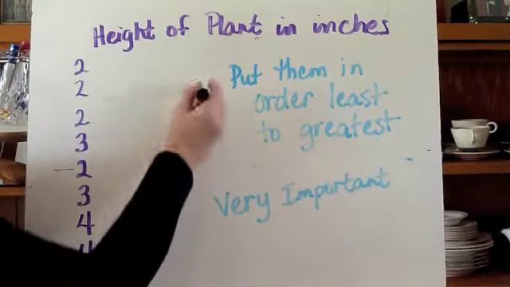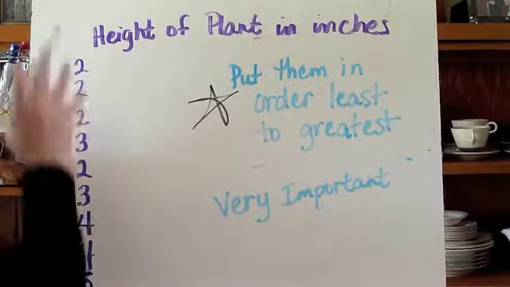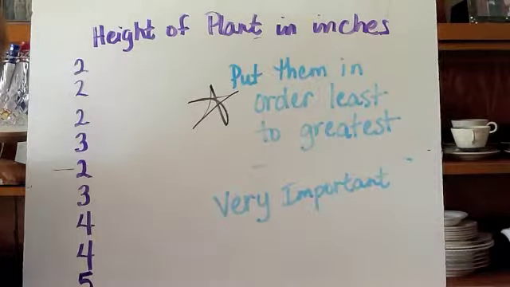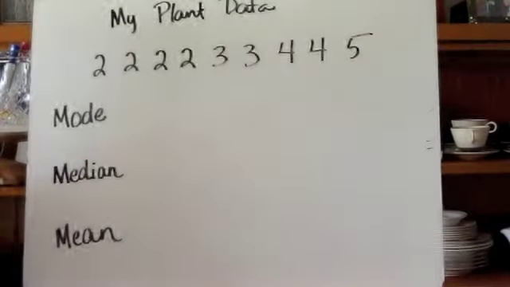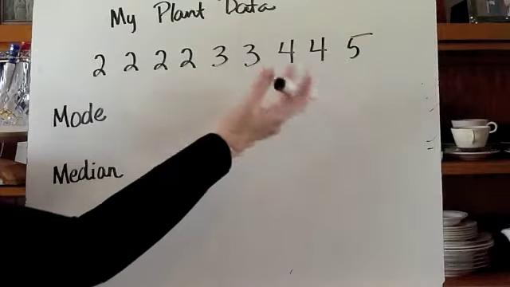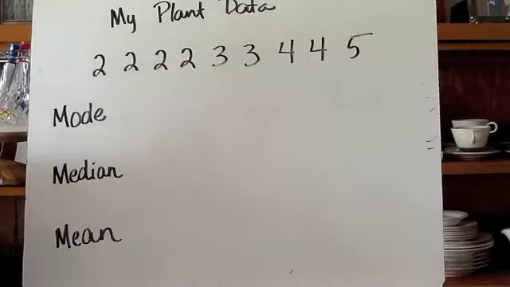The very most important thing to remember is that when you have some data, you must put them in order from least to greatest before you begin doing anything. So I'm taking our numbers, these are our numbers right here, and I've put them in order least to greatest. So I have 2, 2, 2, 2 instead of that 1, 2 out in the middle where it shrunk up. 3, 3, 4, 4, 5. So that's my plant data.